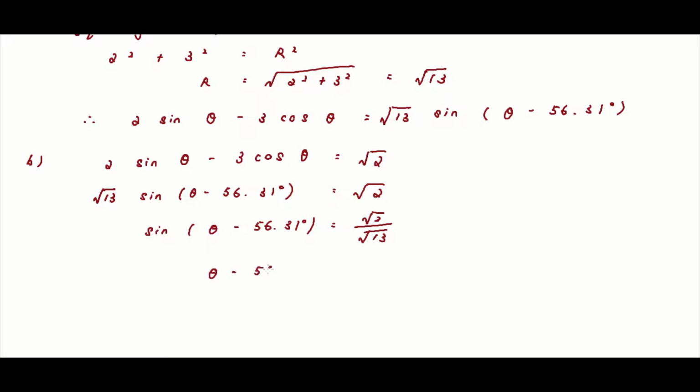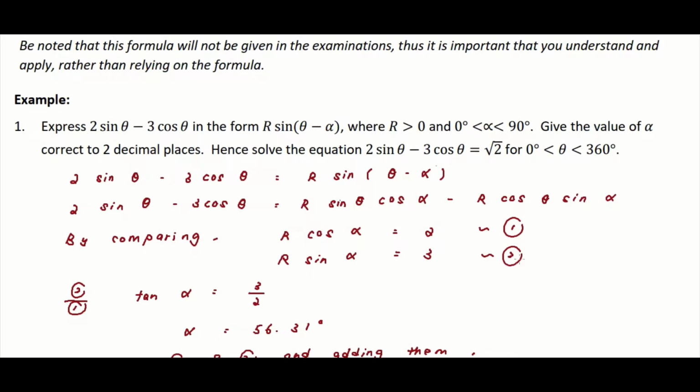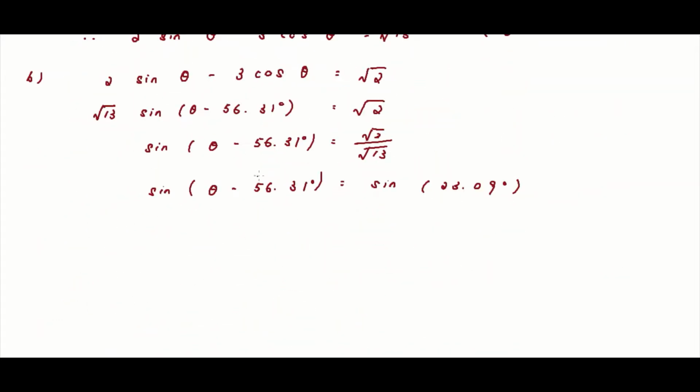Theta minus 56.31 will be equal to, oops, sorry, I forgot to write the reference angle first. Okay, sine inverse, then after that you should be able to get 23.09. Okay, so the question wants the answer from 0 to 360, so that's why you need to find out your angle. Alright, so you are getting 23.09 and sine is in quadrant 1 and 2.